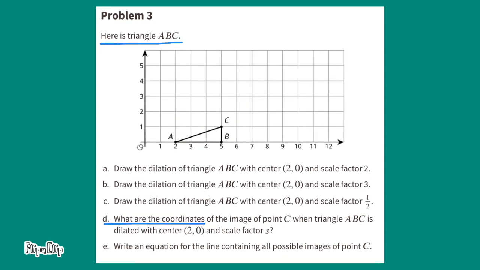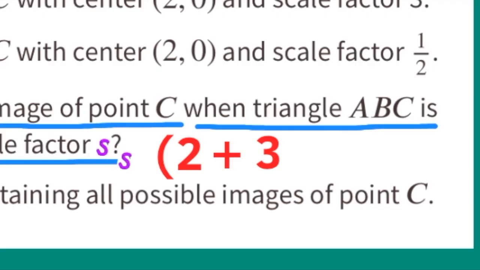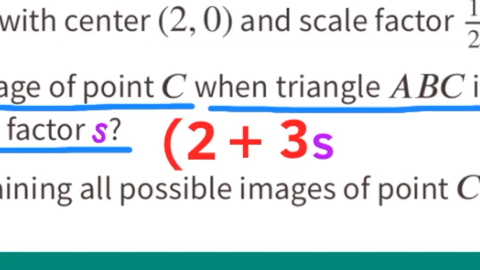D. What are the coordinates of the image of point C when triangle ABC is dilated with center (2, 0) and scale factor s? Point A is located 2 units to the right of the origin, and point C is 3 units to the right of 2. So that's 2 plus 3, or 5. But with a scale factor of s, which is unknown, we'd have to multiply that by s, making it s times larger or s times smaller.